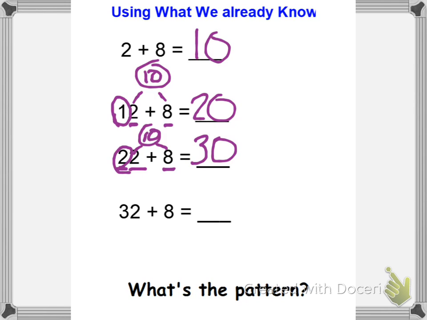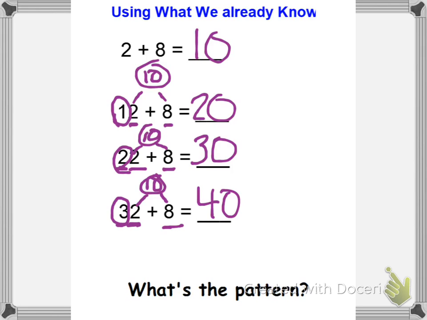And look at this last one, 32 plus 8. Oh, I see 2 ones plus 8 ones, which we know from these other 3. And because we know 2 plus 8, we know that's 10. And then looking at this 32, we know that 32 has 3 tens, which is 30. 30 plus 10, we know is 40.